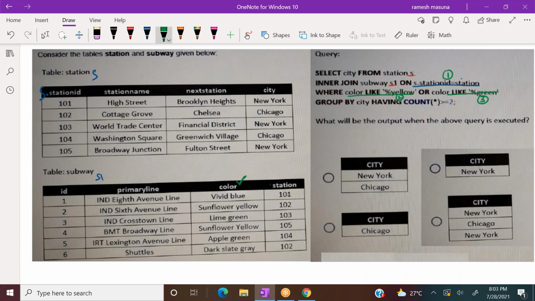Percentile yellow is there for this tuple. And here you observe yellow is with a capital Y, but here in the data it is a small y. That matters too, because I didn't make any modifications to the original question. I'm showing the original question as it is. SQL is case sensitive, so small y and capital Y are different, so this is not going to be selected.